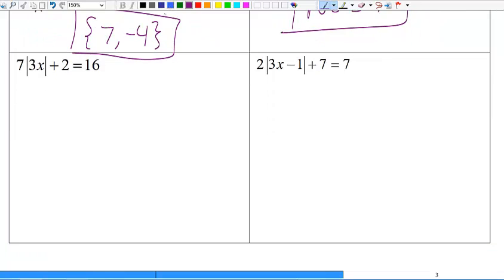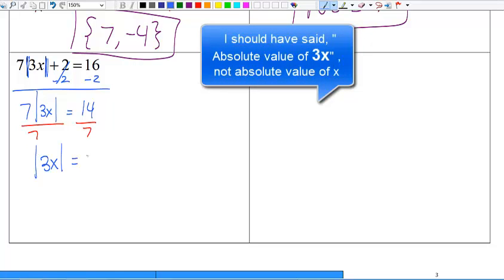Okay, next problem. I have the absolute value bars right here. Are they all by themselves? No, so I have to spend a little bit of time. I'm going to subtract the 2 from both sides first. Next, I'm going to get rid of the 7 in front of the bars by dividing both sides by 7, which gets me the absolute value of 3x is equal to 2.